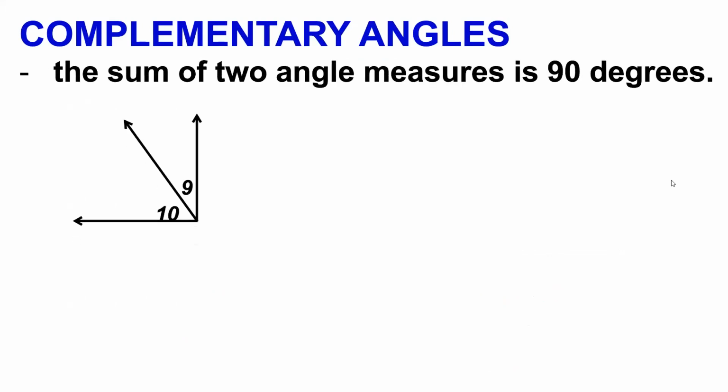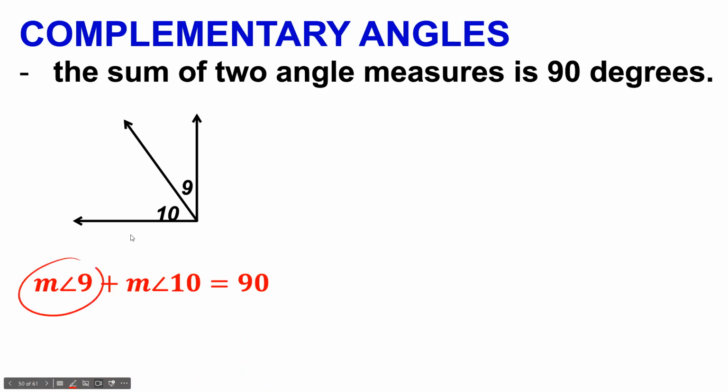Let's move on with complementary angles. When we say complementary angles, the sum of two angle measures is 90 degrees. So for us to have complementary angles, when you add the two measurements of the angles, they should be equal to 90 degrees. Let's have this as an example. We have angle 9 and angle 10. By applying the complementary angles concept, the measurement of angle 9 plus the measurement of angle 10 is equal to 90 degrees. And take note that since we are talking about measurement, we should not write the degree symbol for the measurement.